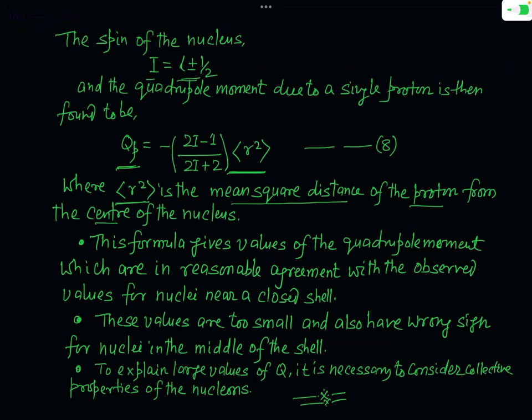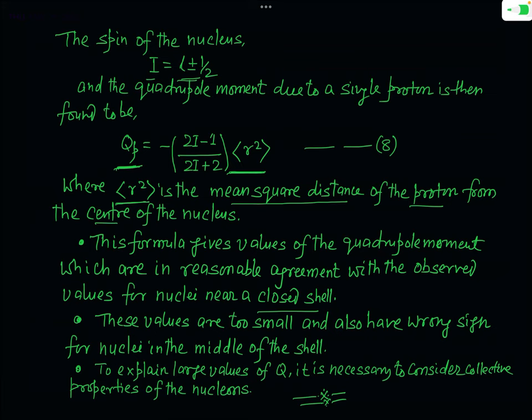But whether the result obtained is correct or not, let us see. In fact, observation says that the quadrupole moment obtained on the basis of this nuclear shell model is in agreement with the observed value, but only when you are considering a nucleus which is near a closed shell. It means this result is not valid for all the nuclei, but if our nucleus is near the closed shell, then this value obtained by the nuclear shell model is almost equal to the observed value. Then you can say that this value agrees with the experimental value.